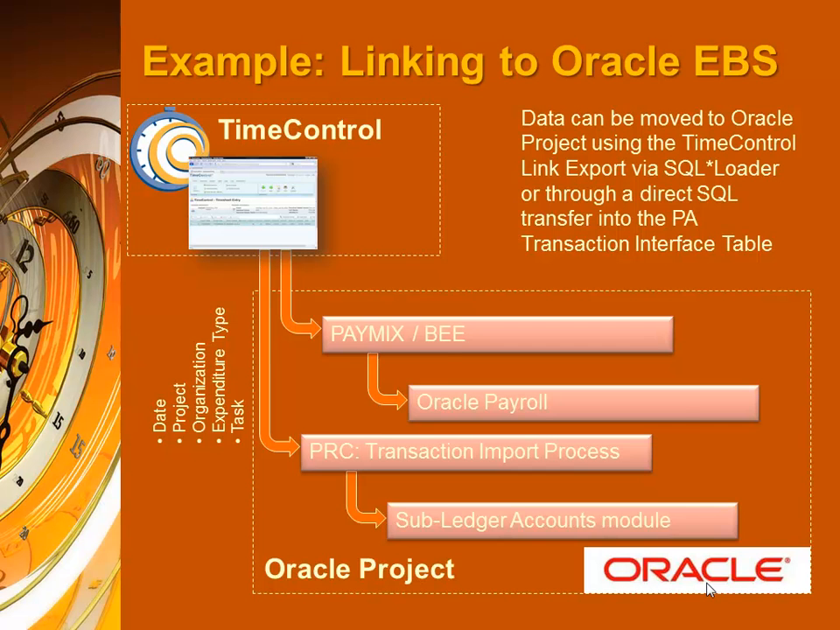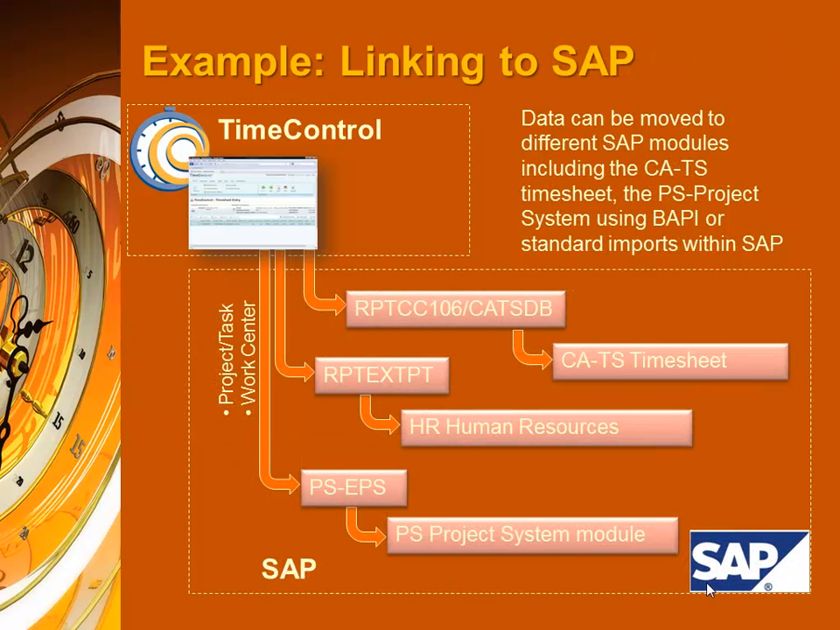If you're not using Oracle Financials, if perhaps you're using SAP, then you might decide to move your data into the CATS timesheet system, the Cross Application Timesheet in SAP. You can do that using processes that will move data directly into the CATS database, the CATS DB. You might also desire to move directly into the human resources module to move things like vacation time and sick leave and personal time taken.